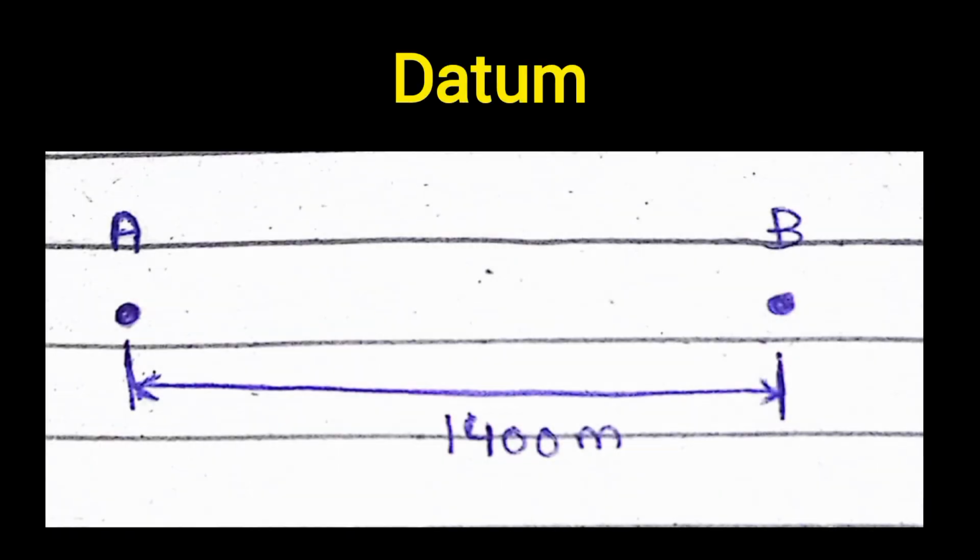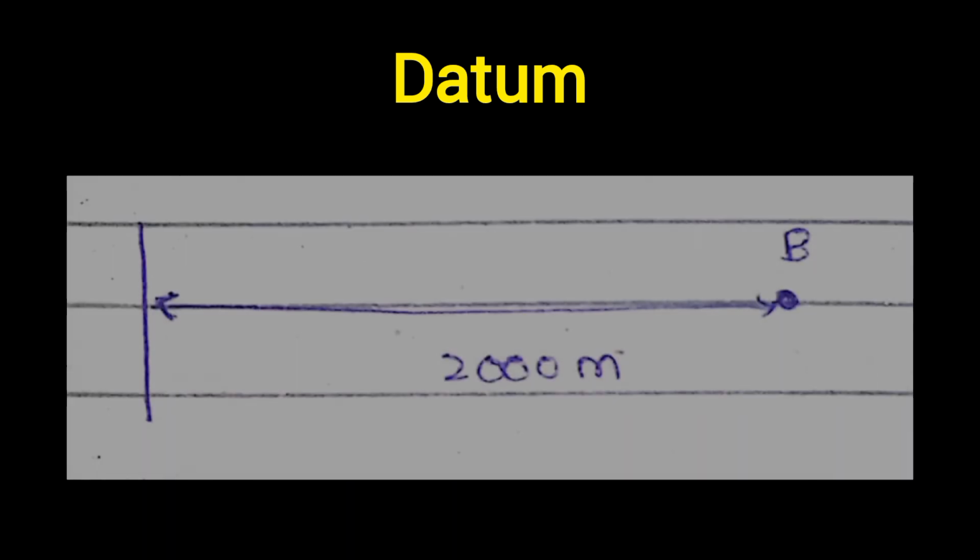First is datum. Imagine that you are currently standing at point B and you are 1400 meters away from point A. And imagine that this is your home. So point A is your home. You are 1400 meters away from your home, and you can tell that I am 1400 meters away from my home. So here your home, or point A, is the reference point that you are giving, and that same reference is called a datum.